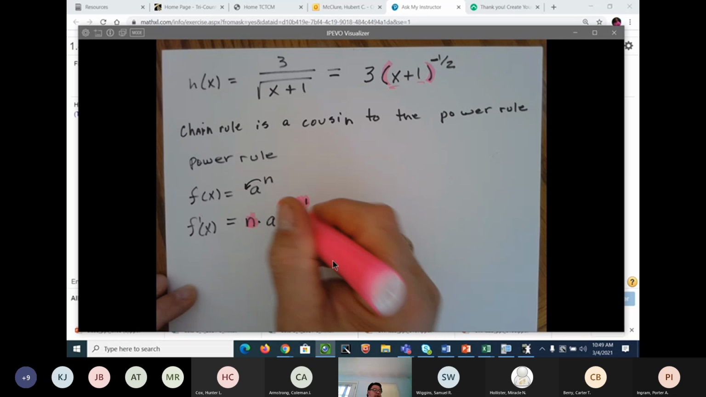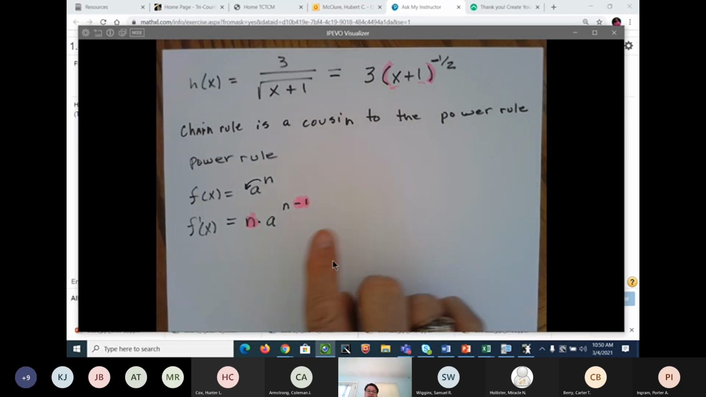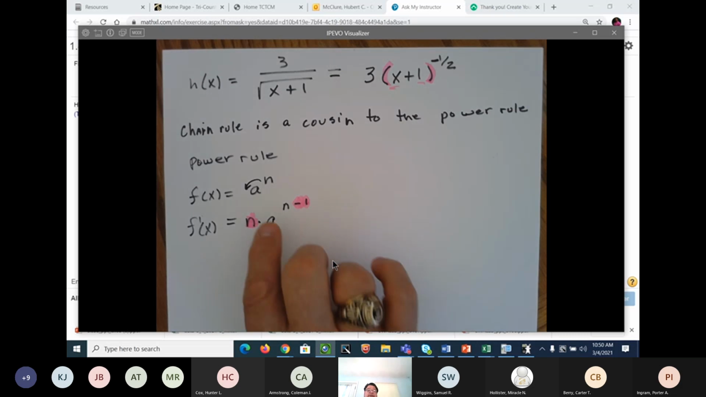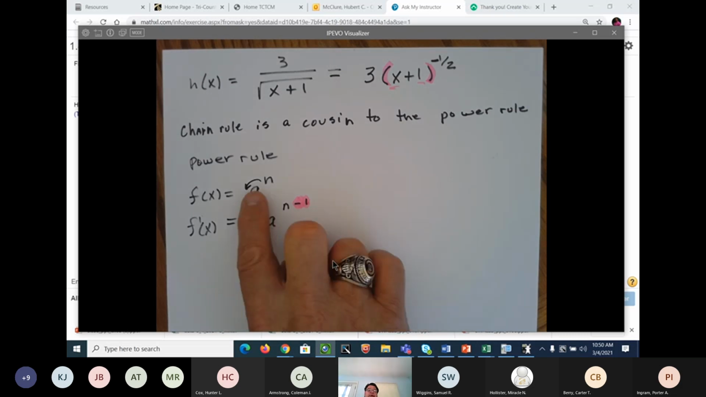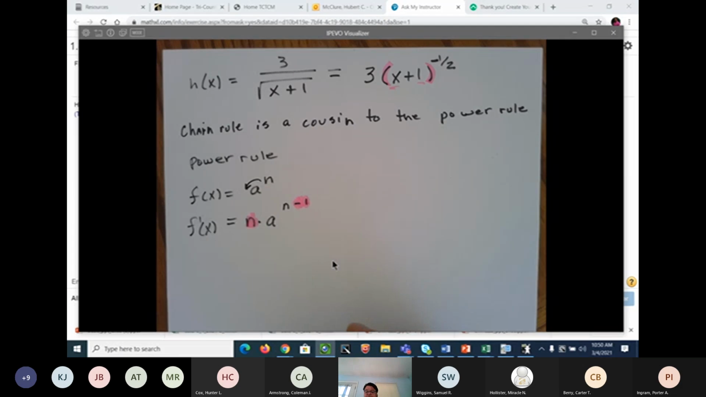All right. Now, the chain rule is a cousin to this. The only difference is the chain rule has parentheses around the middle, and we call it what's inside.